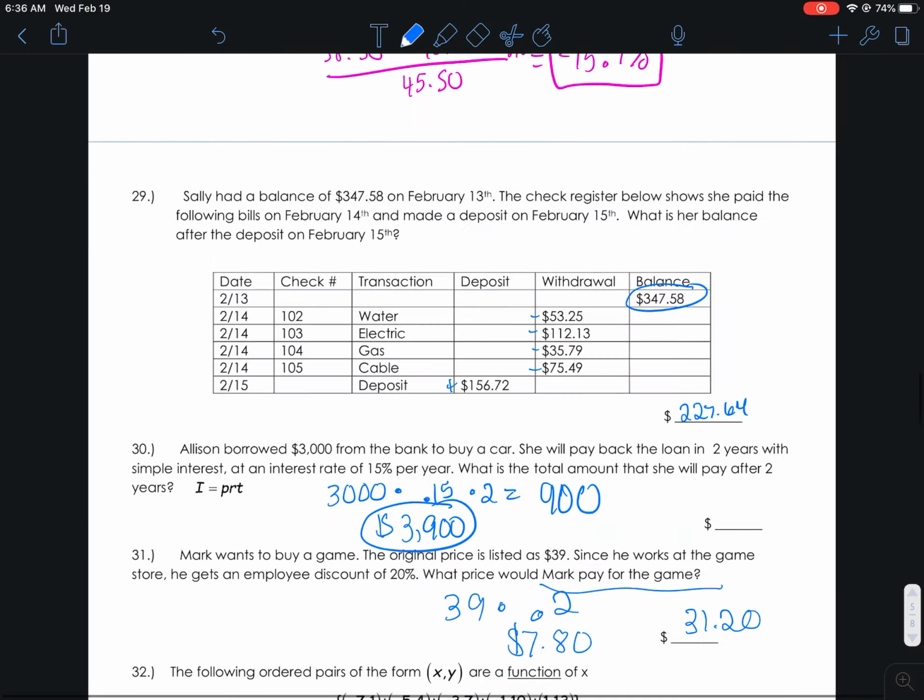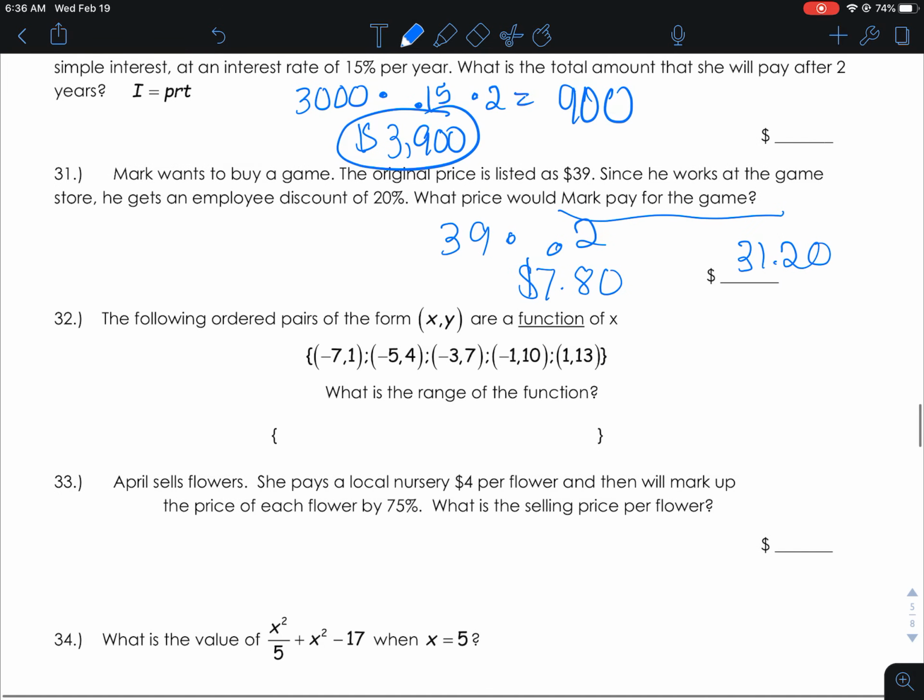Okay. What about number 32? The following order appears as a function. What's the range? So we're just looking at the y values. 1, 4, 7, 10, 13. We normally write these in order. Luckily they are in order, from least to greatest, and if any repeat, we do not write them.